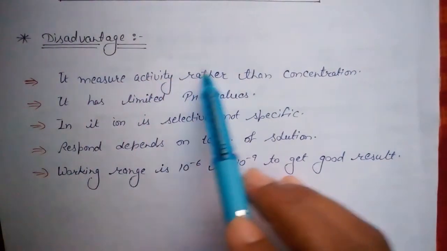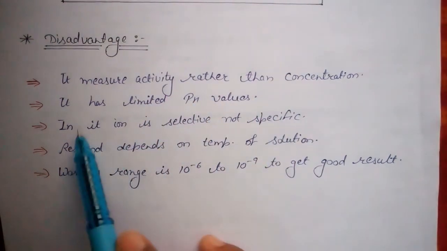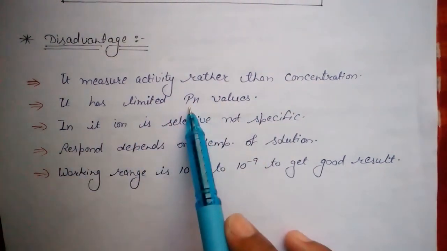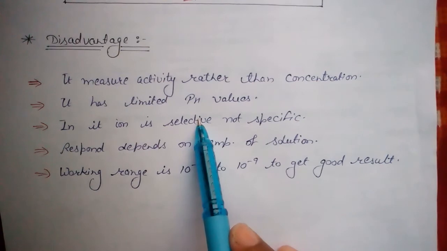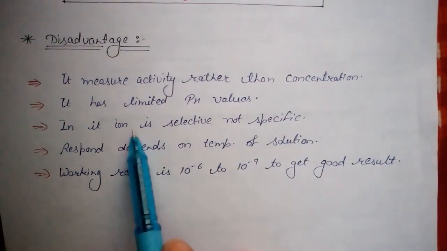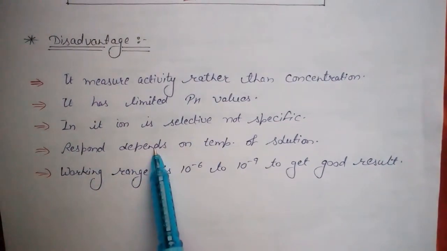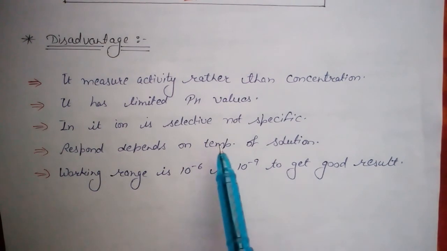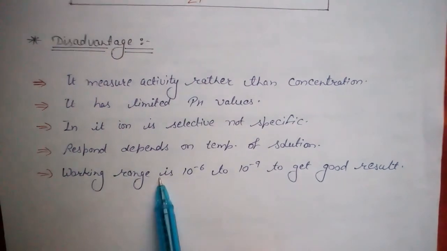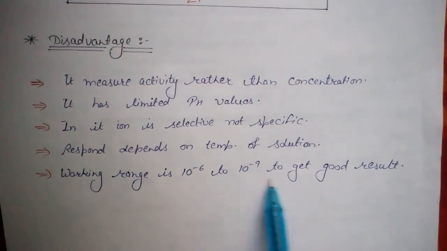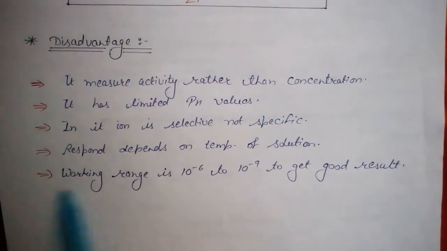Now, what are the disadvantages of glass membrane electrode? It measures activity rather than concentration. It has limited pH value. It means it generally works on 11 or 14, right? We have observed that. In it, the ion is selective, not specific. Generally, ions work for selective, like you can say proton or monovalent. Response depends upon the temperature of solution. It means if temperature is high or low, then response will be different. Working range is 10 to the power 6 to 10 to the power 9 to get good result. It means it's a fixed area for working this electrode.